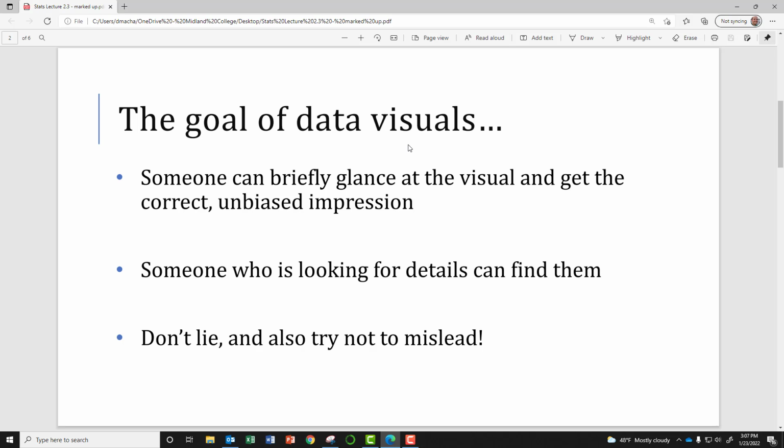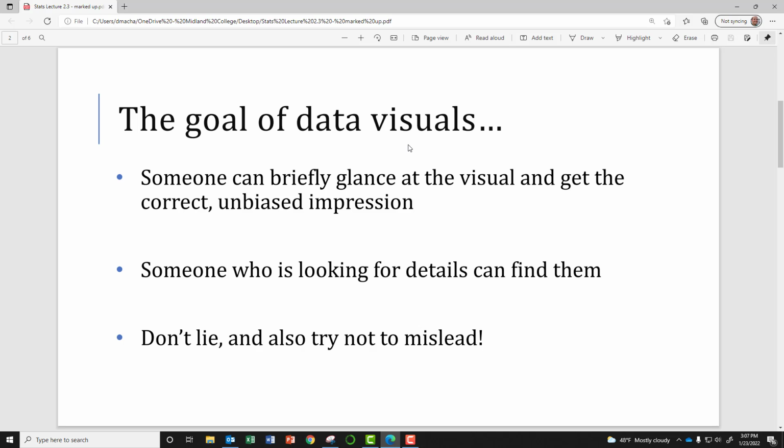But first, I want to just remind you of the goal of data visualization. And these are just a few things off the top of my head, so maybe you can think of some other goals as well. But you want someone to be able to briefly glance at your data visual and get the correct unbiased impression. And data visual is just an umbrella term. It means bar chart, pie graph, histogram, time series data trend, anything that you're using to visualize the data. That's what I mean by data visual. And what I mean by an unbiased impression is you're not trying to do any tricks with your visual to sort of mislead your audience.